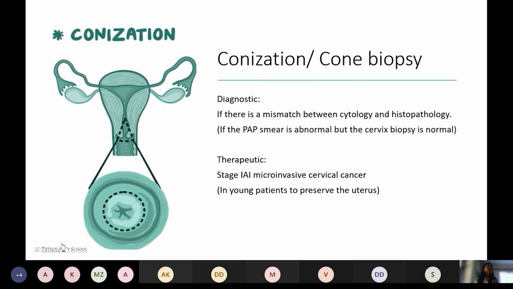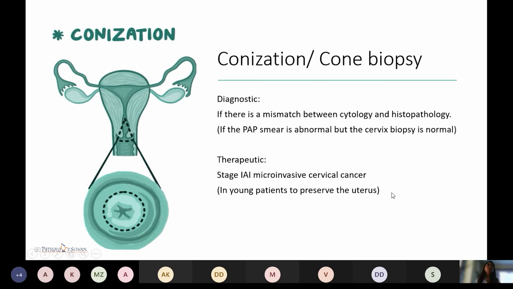Next, if on the pap smear we find that there is dysplasia in this patient, and in the cervix biopsy we report it as completely normal, so there is a mismatch between the cytology and histology, in that case we do a diagnostic conization. So cone biopsy is taken and sent for reporting. And therapeutic conization is done in cases of stage 1A1 of microinvasive cervical cancer.